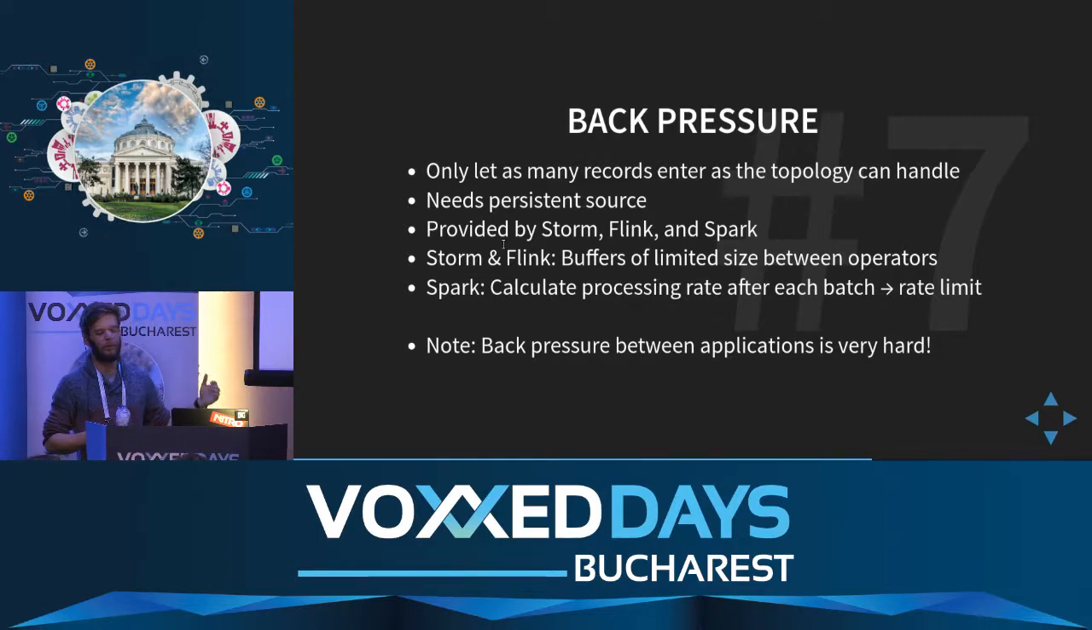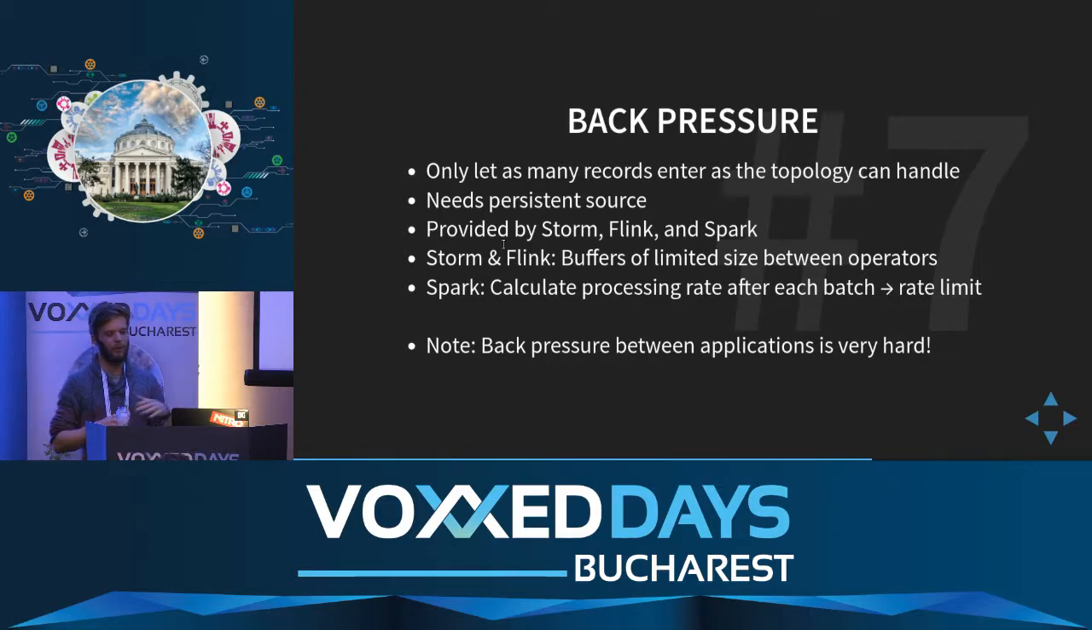And therefore, we also need this persistent source, where the data is stored safely somewhere, and we can just say, okay, we don't read as fast now. There will be some latency, but we don't care. We just leave the records there, and when we can handle them, we'll read them in. So that's also a reason why you need this persistent source. And Flink, Storm and Spark provide these back pressure mechanisms. Basically, it's buffers of limited size. So it's conceptually not a very complicated thing, but it's a very important thing.